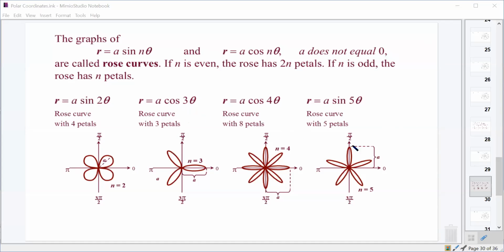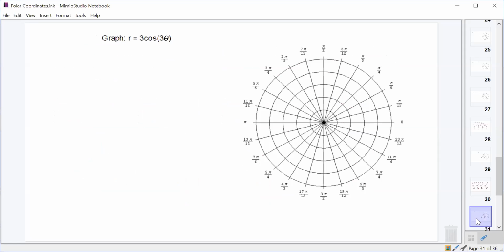But for sine, it's a little bit different. The largest value for sine is also 1, but that occurs whenever the angle is pi over 2. So we're going to have to set our angle, 5 theta or 2 theta in this case, equal to pi over 2, and figure out where that first pedal starts. So we're going to do that right now, and we'll start with the 3 cosine 3 theta one.